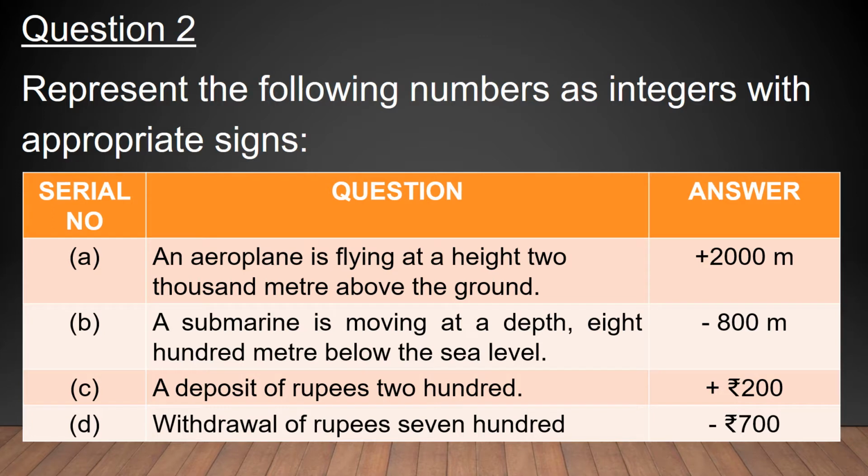Next part is a deposit of rupees 200. Deposit means money is increasing. So, the answer is plus rupees 200. Next part is withdrawal of rupees 700. Withdrawal means money is decreasing. So the answer is minus rupees 700.